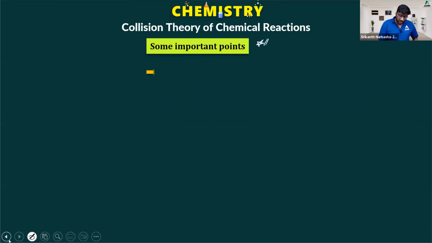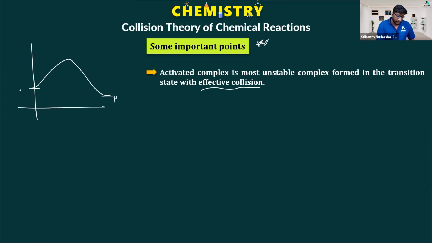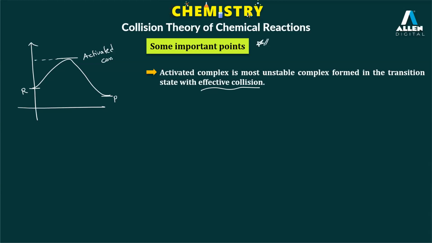Some important points which you need to note. Activated complex is the most unstable complex formed in the transition stage with effective collision. If you look at the graph, reactants to product, which has the highest energy? This is the activated stage. The activated complex has the highest energy, so that is the most unstable. Whichever has the highest energy won't be stable. If you have a very high amount of energy, you won't sit at a particular position, you will move here and there. Same thing happens: the activated complex has the highest energy, meaning it is unstable.